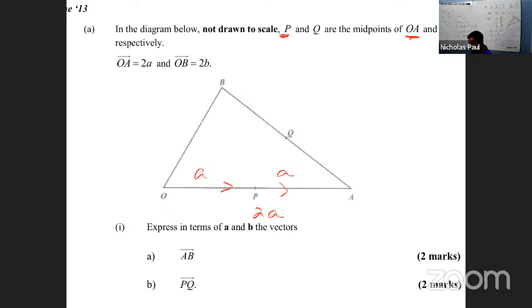And then they said OB is 2B. Okay with that? So help out Anna. Anna, what is the first part? AB. AB is what? Look at the triangle. The alternate route from A to O and then O to B.